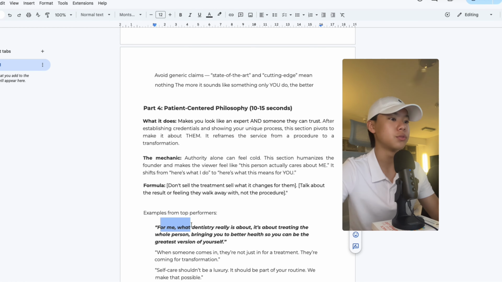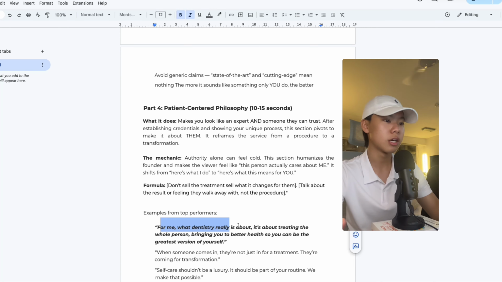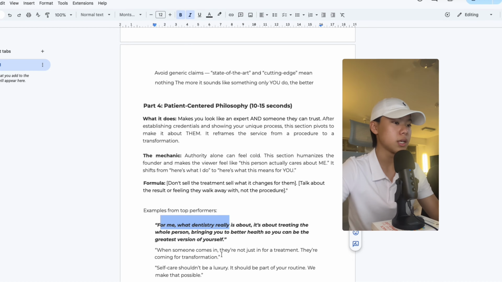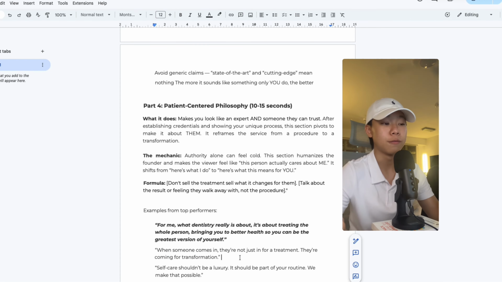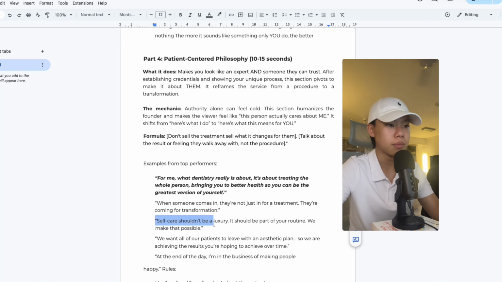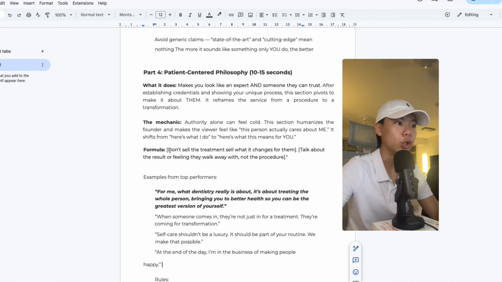For me, what dentistry is really about is treating the whole person, bringing yourself to better health so you can be the greater version of yourself. Or a second one can be: when someone comes in, they're not just in for treatment, they're coming in for the transformation. Self-care shouldn't be a luxury, it should be a part of your routine, and we make that possible. So don't sell the treatment, sell what it changes for them.